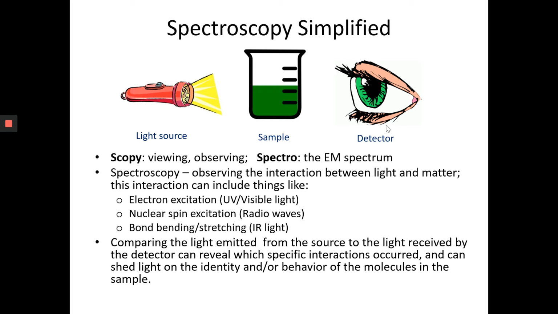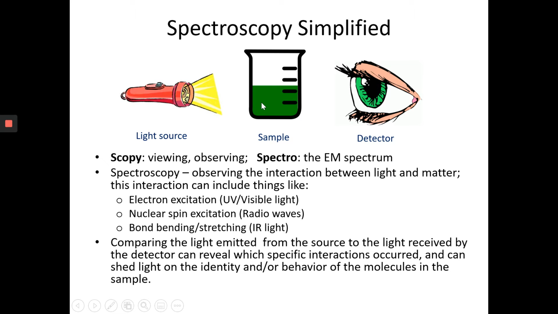In all forms of spectroscopy, if you compare the light emitted from the source to the light that's being received by the detector, you can figure out how that light is being changed as it interacts with the atoms and molecules in the sample. And that's useful. It can sometimes tell you the identity of those molecules in the sample.